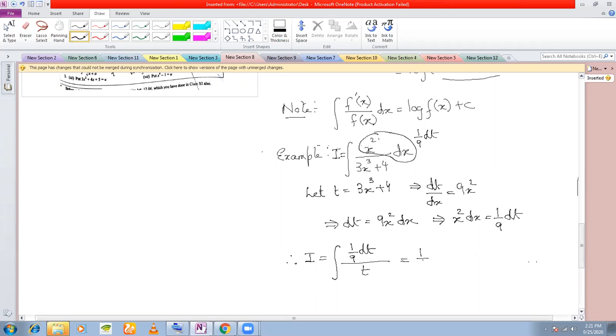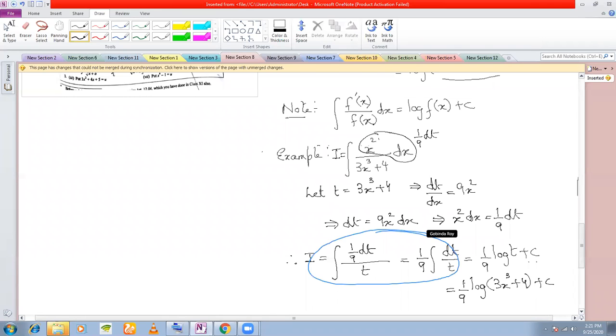So 1/9 I can take out. I get integral dt by t. So 1/9, what is dt by t? It is log t plus c. And what is the value of t that I had taken? 3x cube plus 4, plus c. You understood?